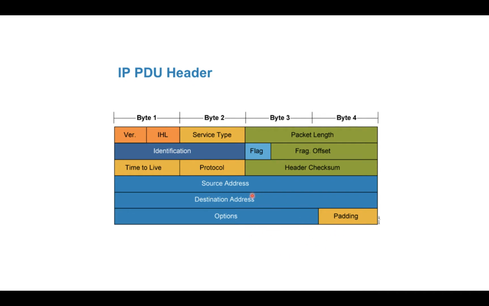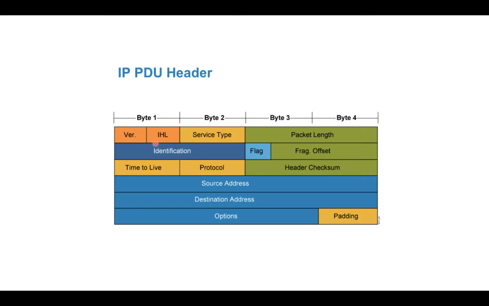You can see the source and destination addresses. There are also many other things in an IP header. We will see each of them. As you can see, there are 4 bytes. Each byte includes 8 bits. So in an IP packet, we have a total of 32 bits per row.